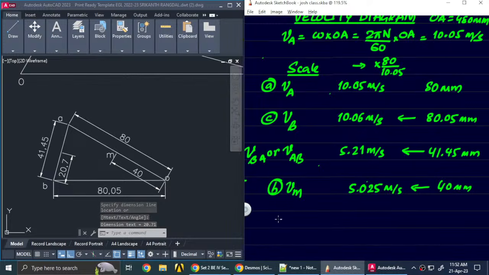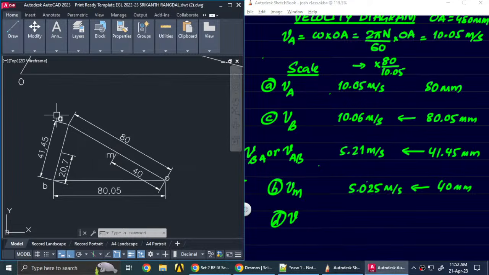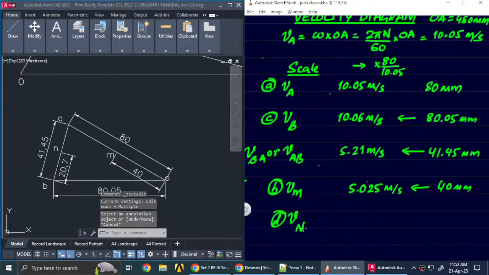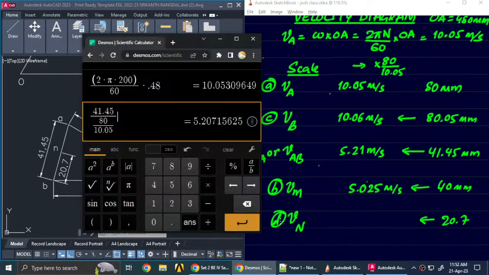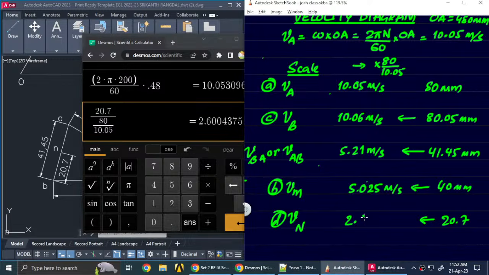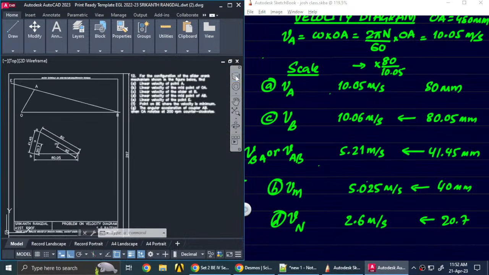So if you want to find the D bit, let's call this point N or something. So the velocity of N, if you want to find, we're getting its measurement as 20.7. So again you need to use this over here and substitute 20.7. We're getting 2.6 meter per second. That is the answer for the D bit.